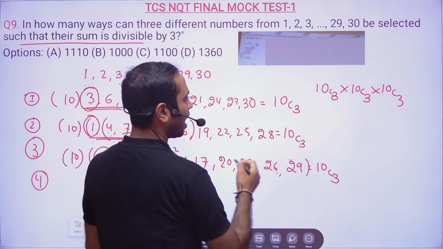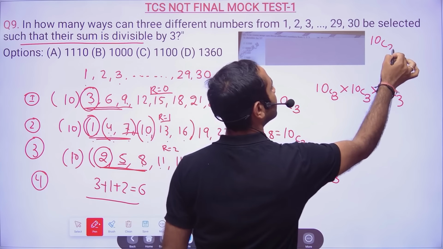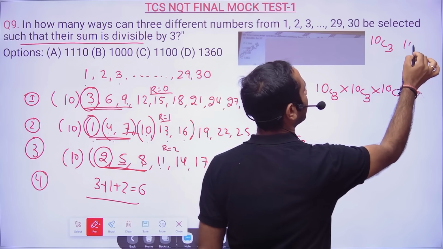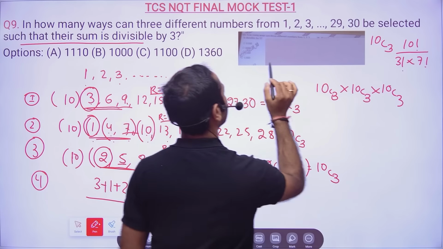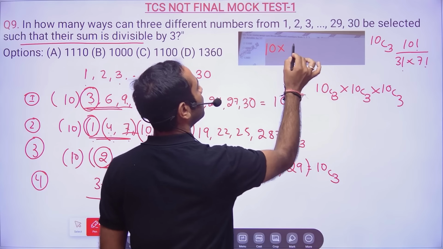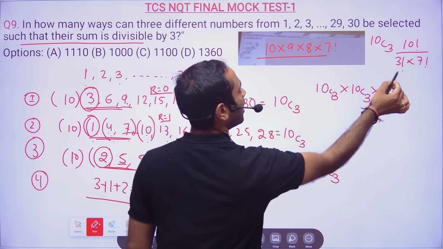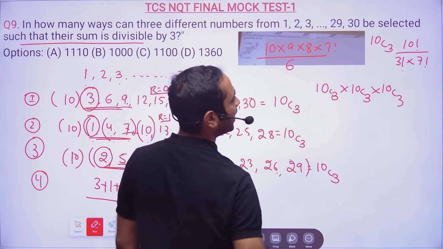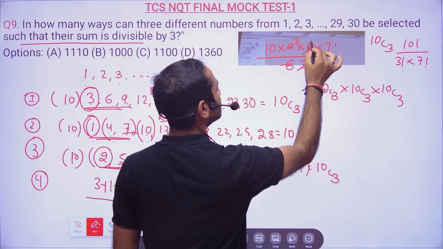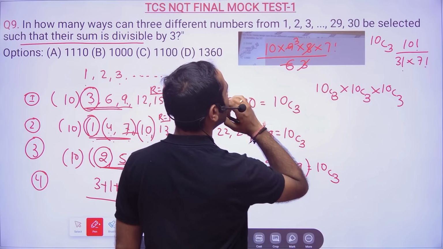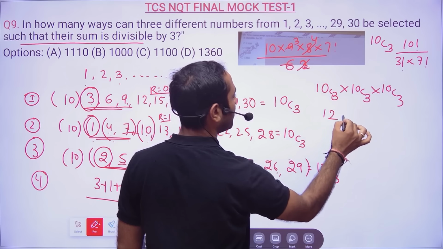See, out of 10, this will be 10C3. 10C3 means factorial 10 divided by 3 factorial into 7 factorial. So 10 factorial will be 10 into 9 into 8 into 7 factorial, and this 3 factorial will be 6, correct? 3 3s are 9, 3 2s are 6, and 2 4s are 8. So it will be 120.